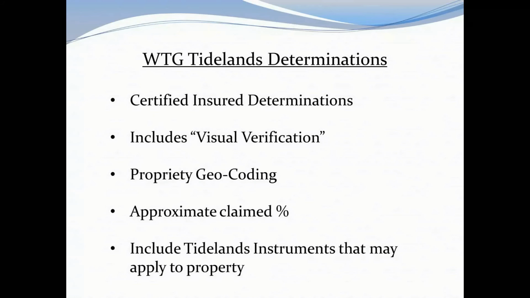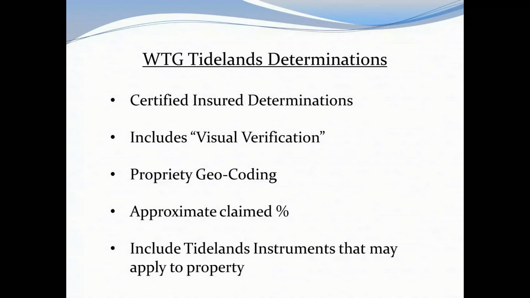Another thing that we have kind of perfected here is our own geocoding. So we're not buying geocoding from TeleAtlas or one of the big data warehouses. We are maintaining our own geocoding. We're scanning updated tax maps for as many municipalities as we need to during the year to kind of keep things up to date. We also provide approximate claim percentage.